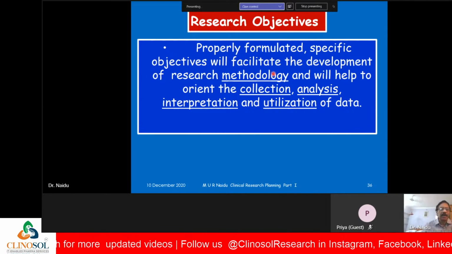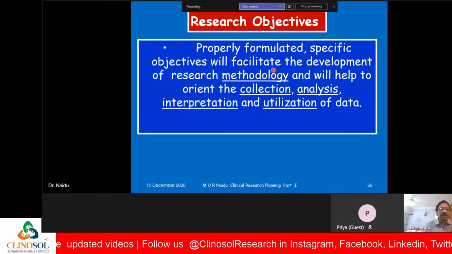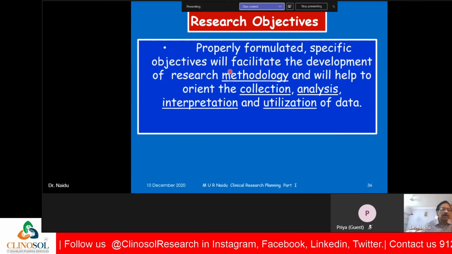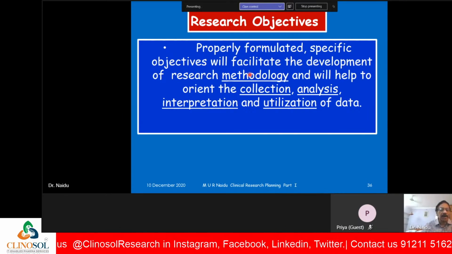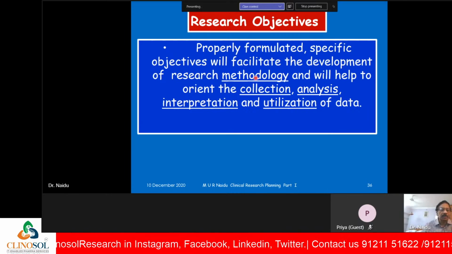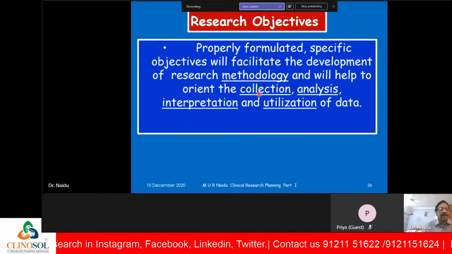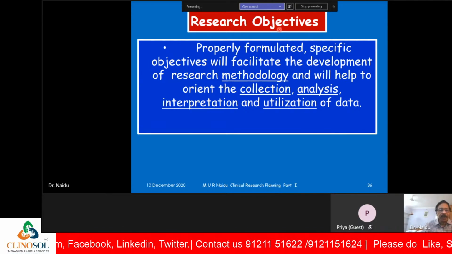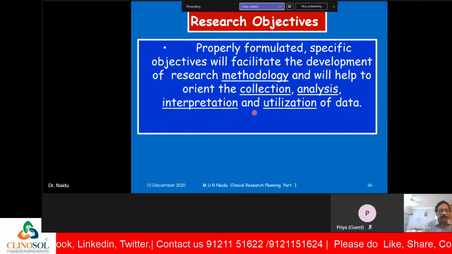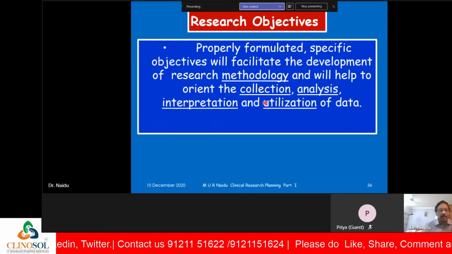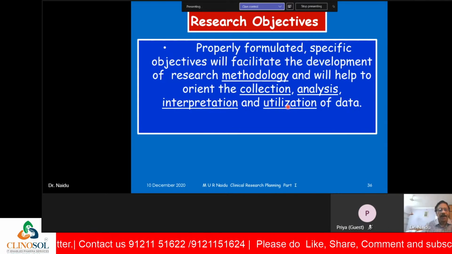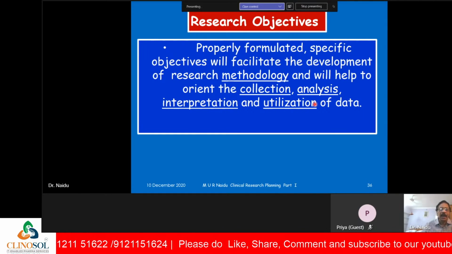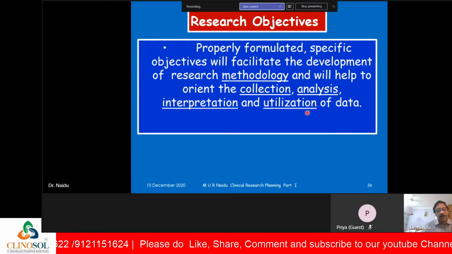Somebody will be recording the blood pressure in the morning, somebody will be recording in the evening, somebody will be recording with the mercury manometer. So methodology will be non-specific. Somebody will be collecting data in the morning, and analysis will be done. So the research objective should be written in such a manner that all these things are possible and uniform, and data can be utilized for interpretation and can be useful for human beings.